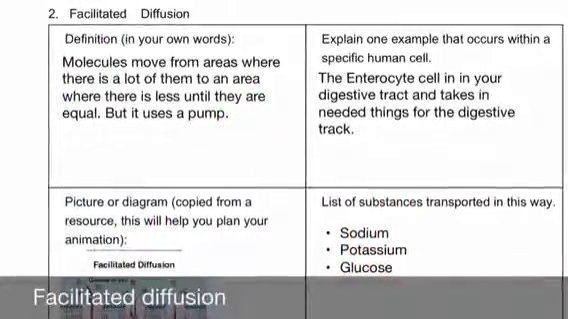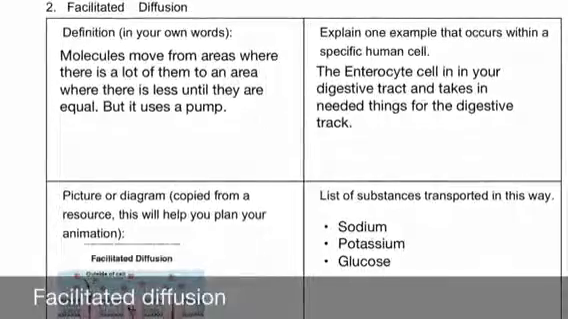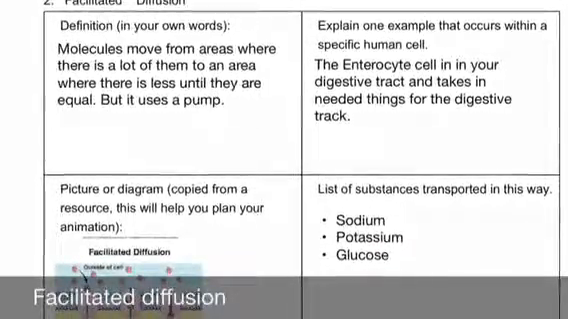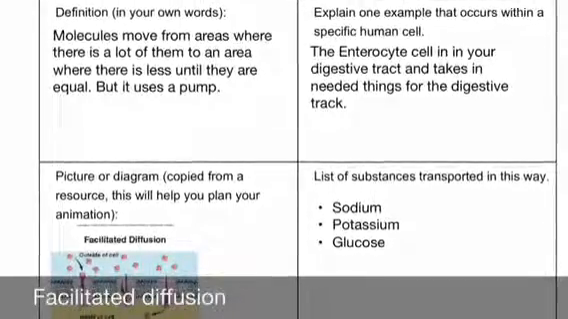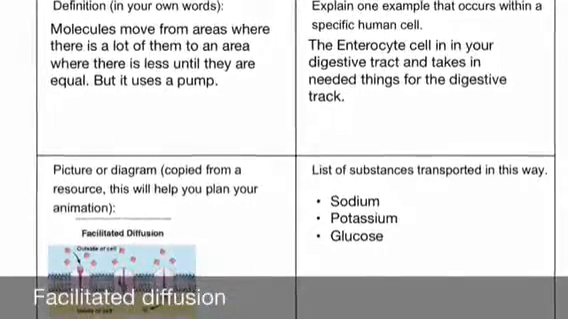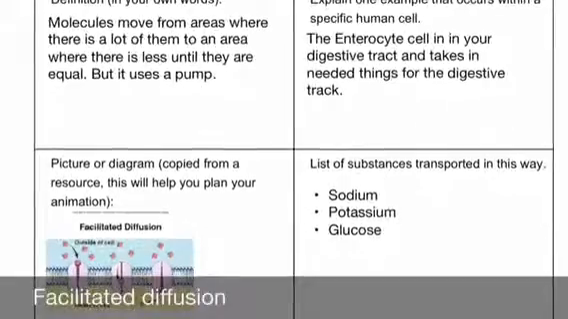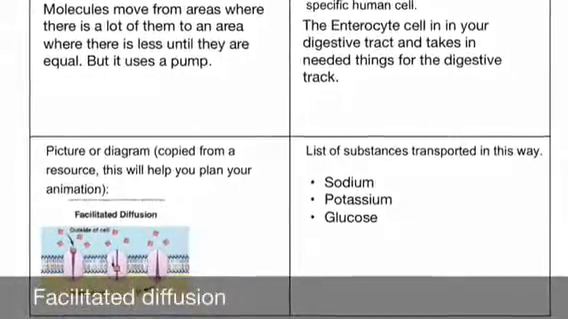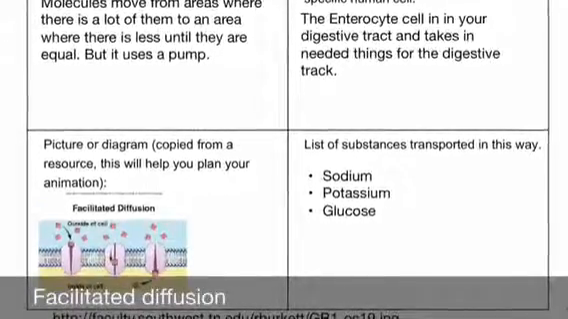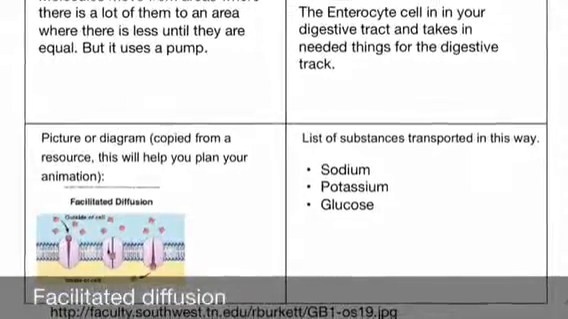Facilitated diffusion is where molecules move from areas where there are a lot of molecules to an area where there are fewer. It is like simple diffusion, except it uses a protein channel. A cell in your digestive tract takes in needed things from the digestive tract using facilitated diffusion. Some substances that are transported this way are sodium, potassium, and glucose.